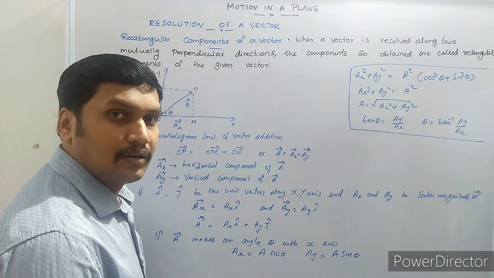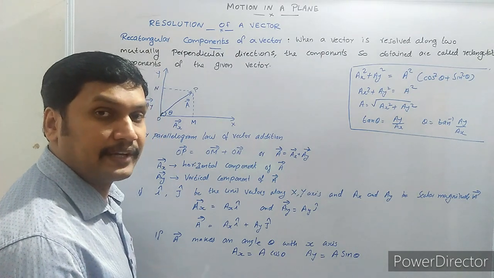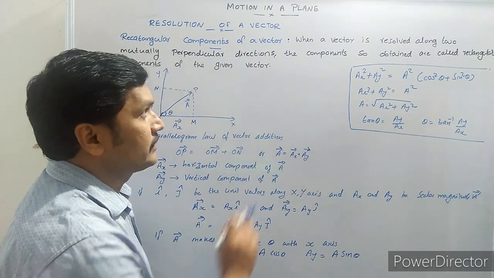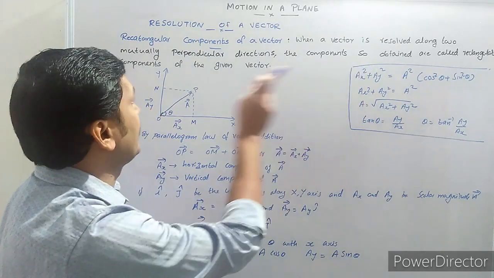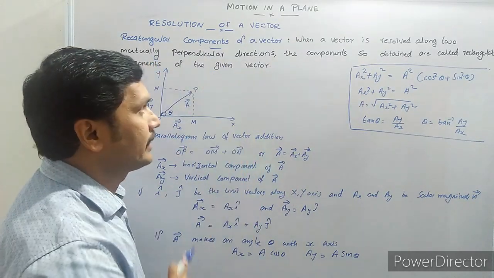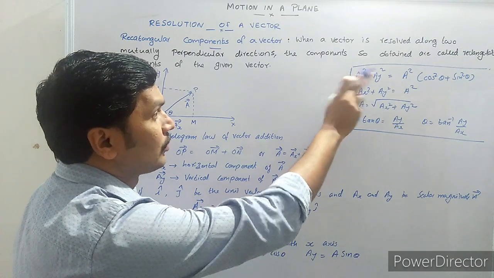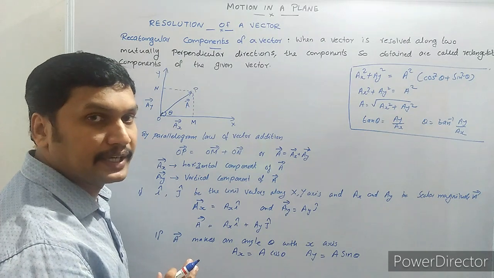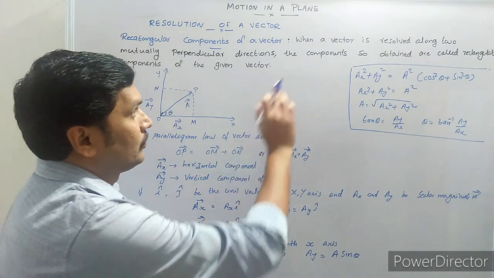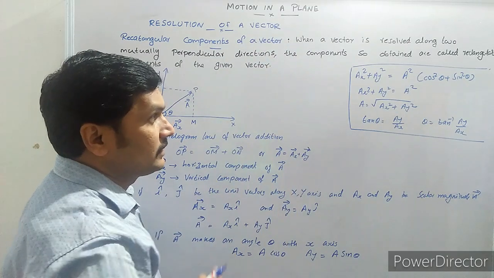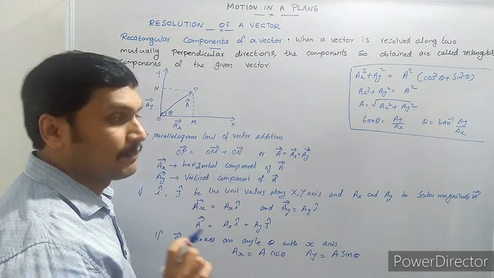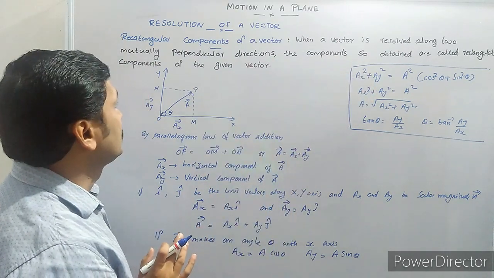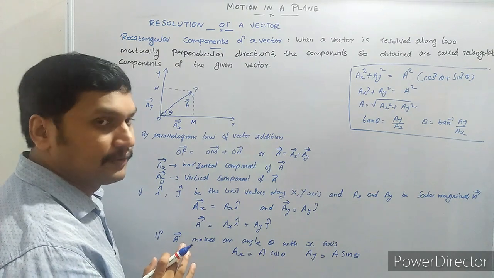Now let us see what the rectangular components of a vector are. The rectangular components of a vector are the components obtained when a vector is resolved along two mutually perpendicular directions. These components are called the rectangular components of the given vector.